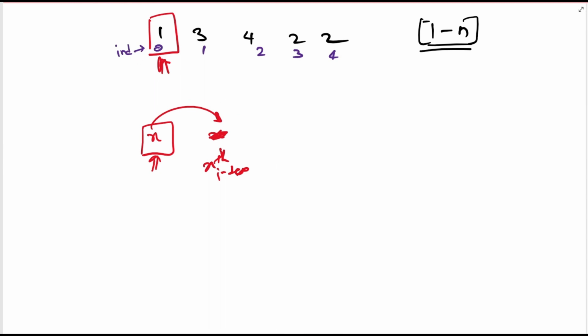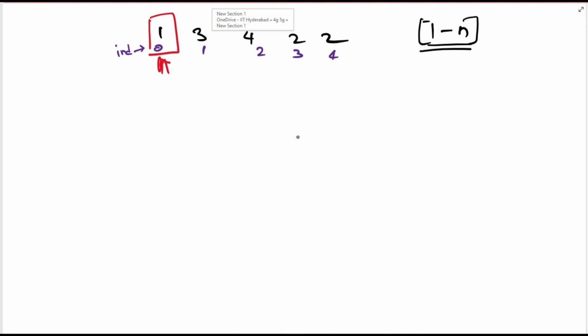And why would this work? What is the actual logic? The logic is that if at the third index I have already placed a 3, and again I am getting some 3 to place, I would check if it is already there. If it is already there, that means this is the duplicate element.